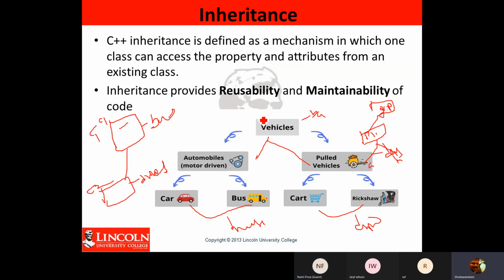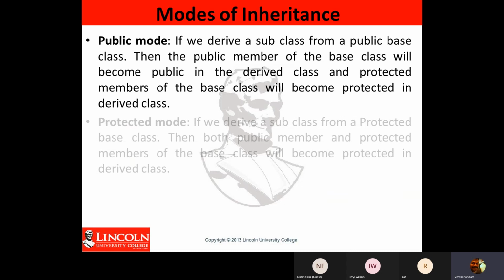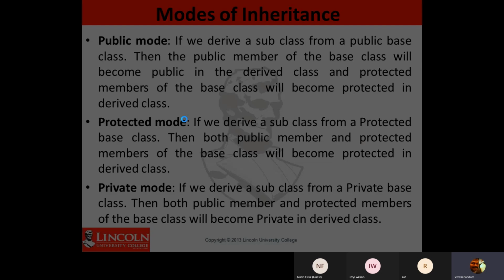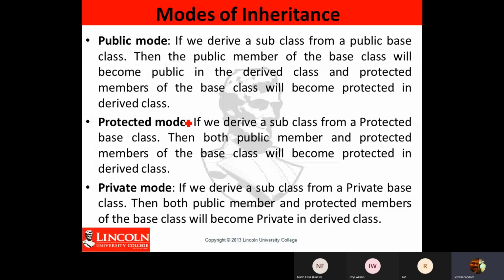Yes, sir. So inheritance is the relationship between two or more classes. Relationship between two or more classes, we call that inheritance. Now the modes of inheritance: there are three modes we are going to follow: public mode, protected mode, and private mode. These three are nothing but access specifiers. This is what we call access specifiers.